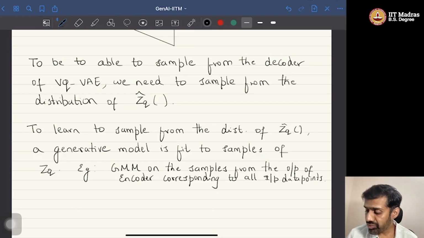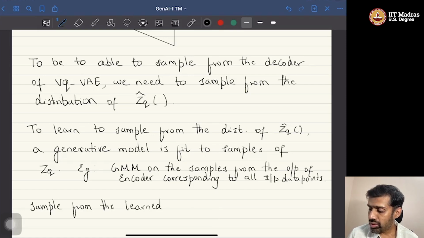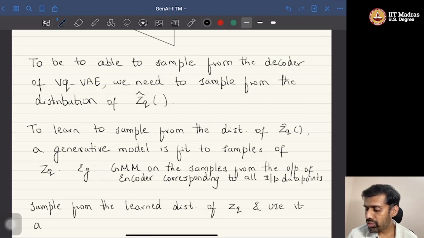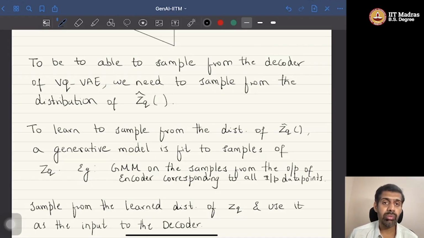Then sample from the learned distribution of z_q and use it as the input to the decoder. That's all. So this is a little convoluted and cumbersome way to sample from a VQ-VAE.